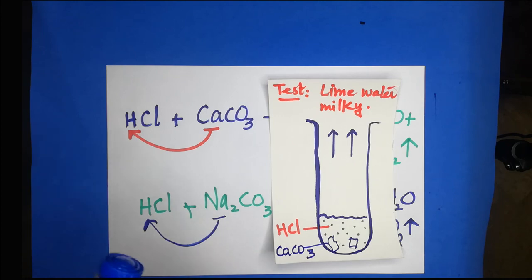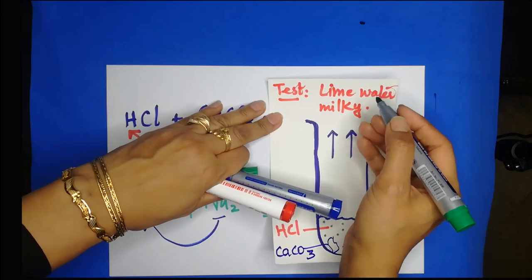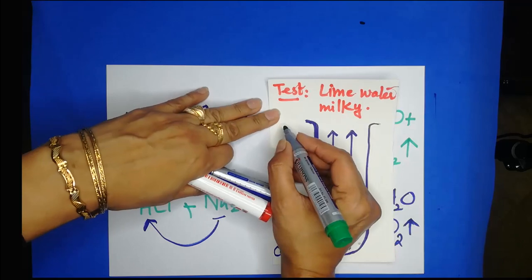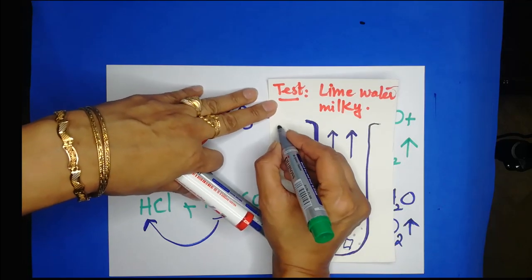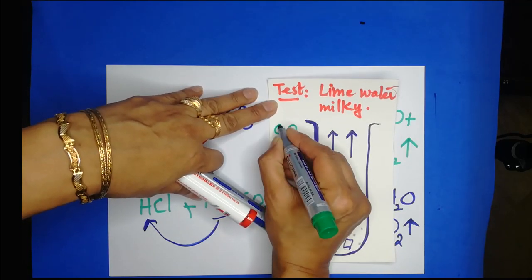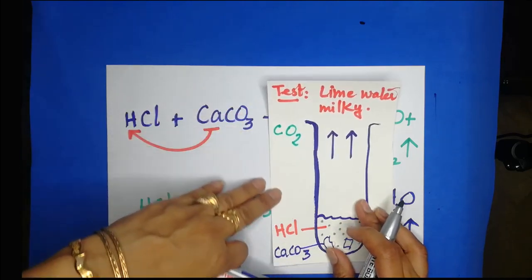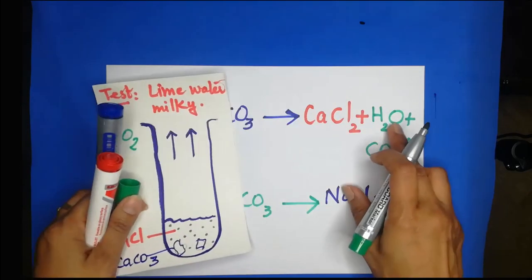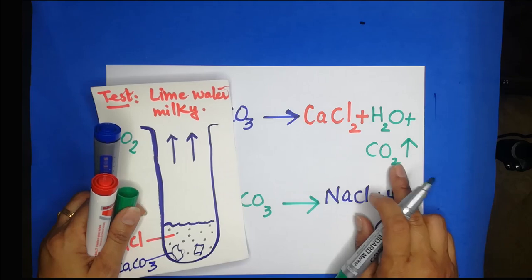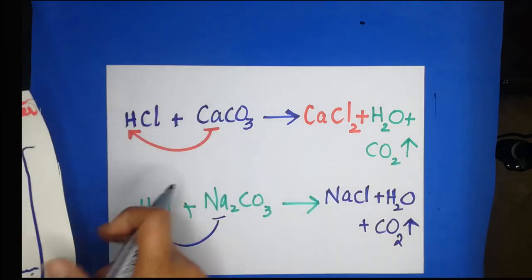So here, by observing this test, when lime water turns milky, we will say carbon dioxide gas is confirmed. So after doing this experiment, we will be able to know that carbon dioxide gas will be produced after this reaction.